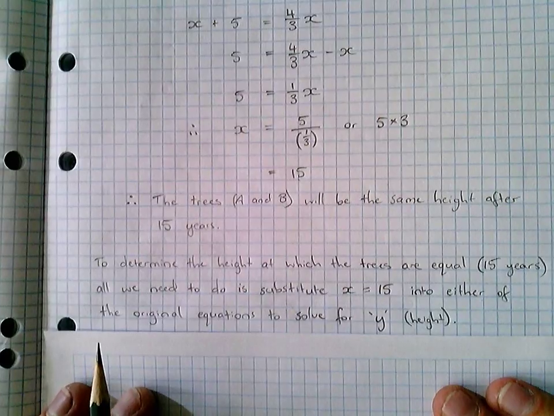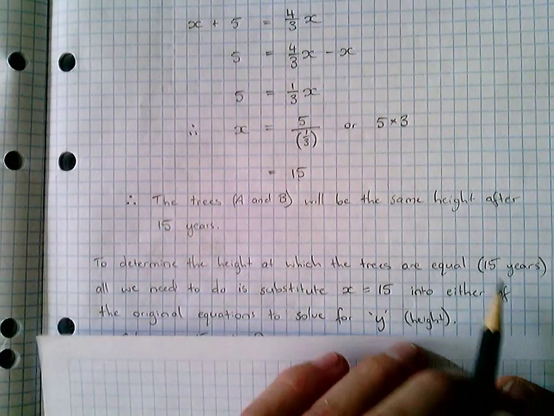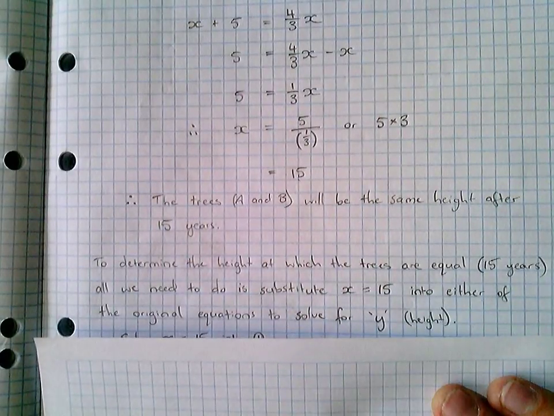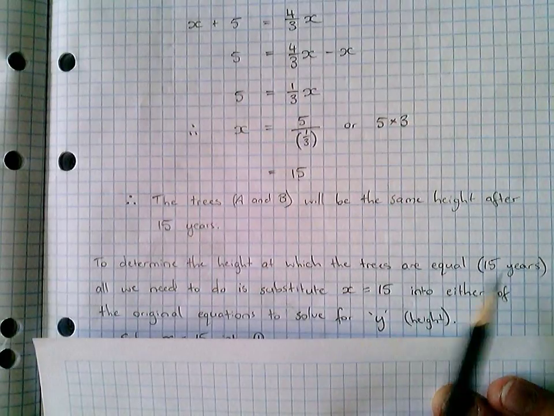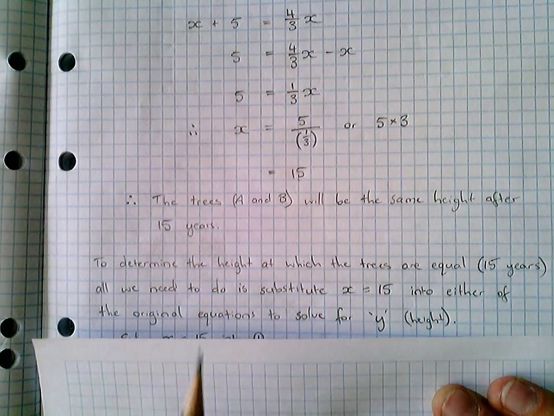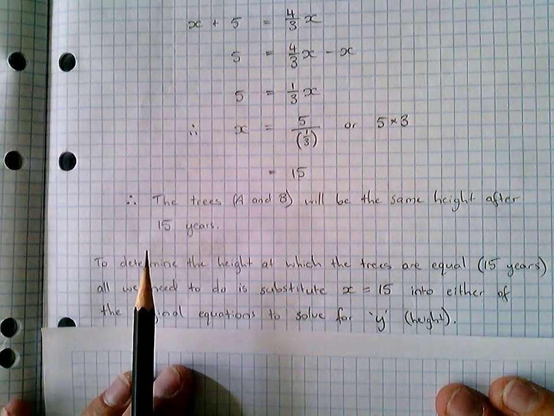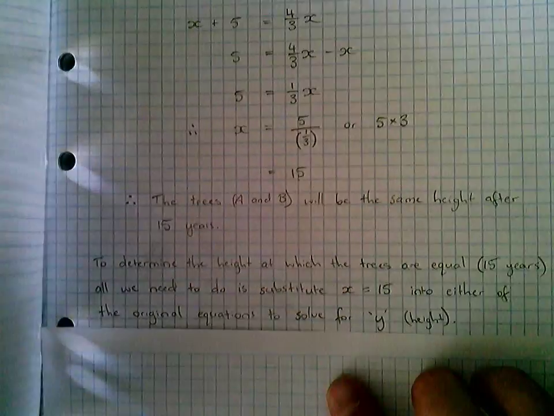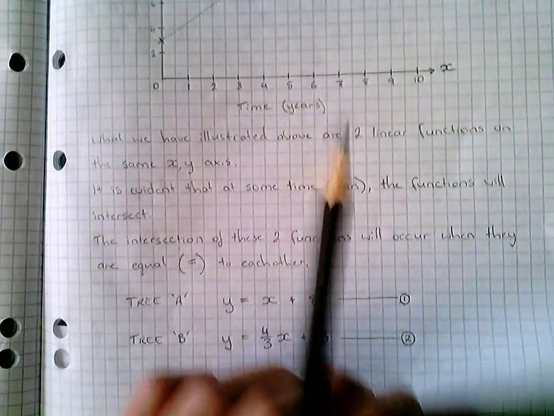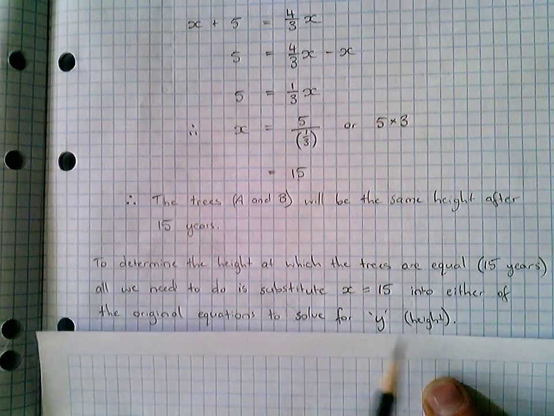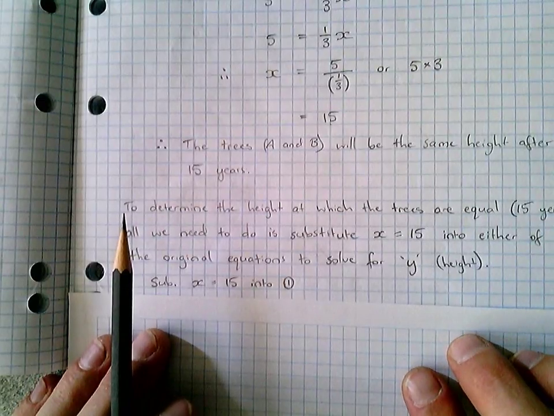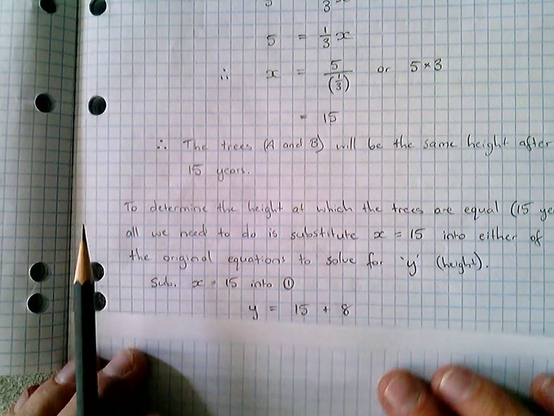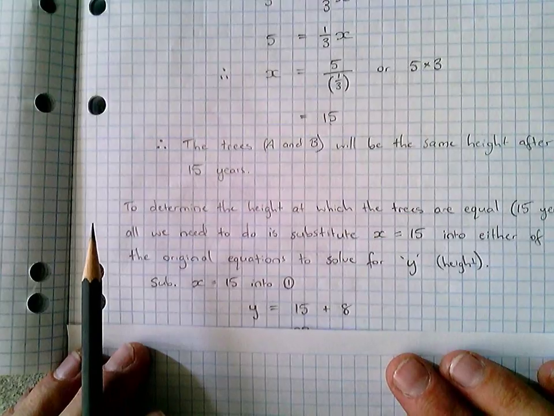To determine the height at which the trees are equal, which is 15 years after the initial measurement, all we need to do is substitute that value, x equals 15, into either of the original equations, 1 or 2, to solve for y, which is the height. So I'm going to substitute x equals 15 into equation 1. The reason for that is because equation 1 is much simpler than equation 2.